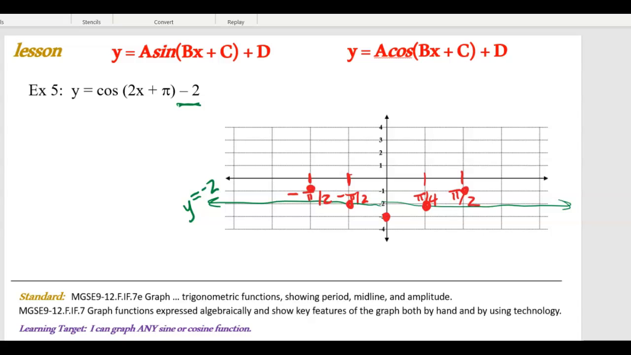Now once again, that's because a is 1. So if I were here and a were 3, from the midline I would go up 3 spaces. We'll see that in class. We're going to do multiple presentations, like always.